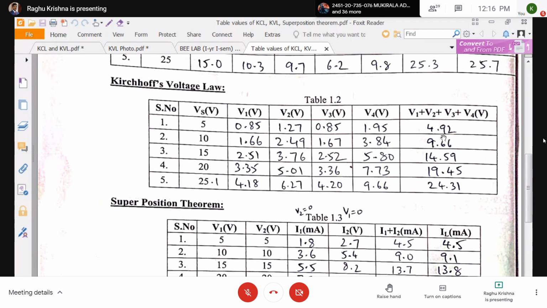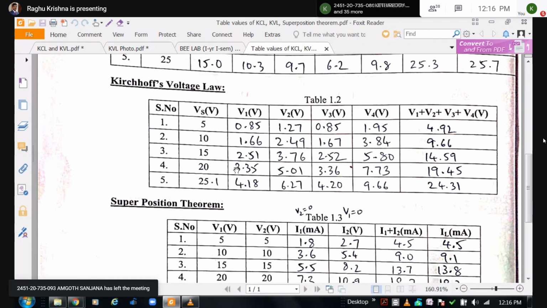So due to that, for 10 volts you are seeing these values almost equal. The practical values you cannot get the same, but theoretical values you can get the exact values. So this is about the verification of KVL.